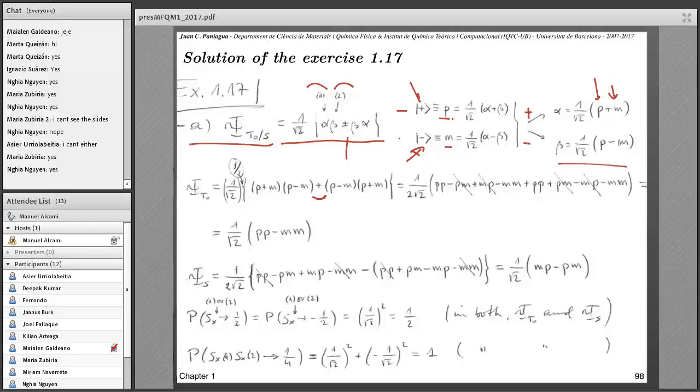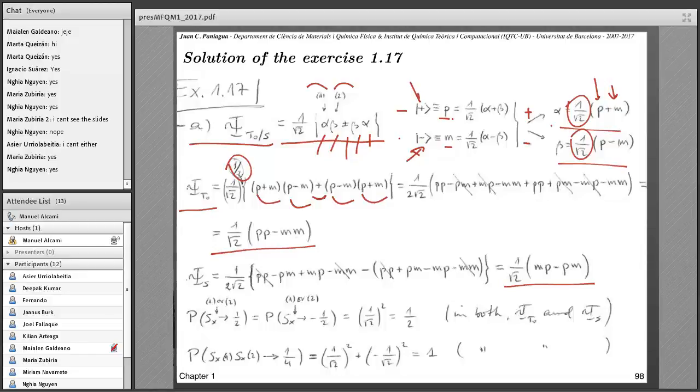By adding and subtracting these two equations, we can put alpha and beta in terms of P and M. And then we introduce these expansions of alpha and beta, beta and alpha. We make the products. But there was a 1/2 here that comes from these two normalization constants. And then, well, we can simplify several terms and we finally obtain this result. This for the triplet, and similar thing for the singlet.